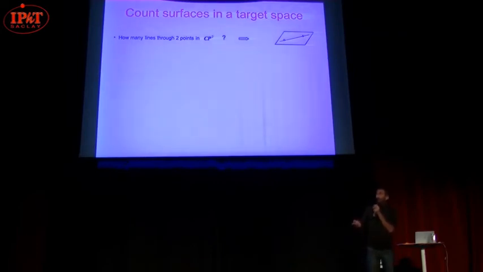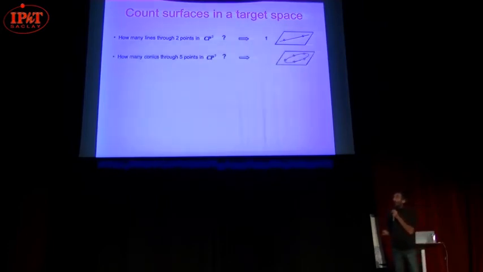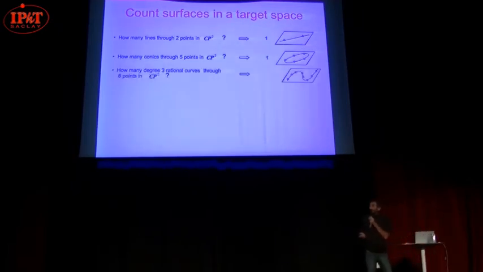So, let's start from this counting problem. In the plane, how many lines go through 2 points? Well, you all know the answer. There is one line through 2 points. How many conics, so degree 2 curves, go through 5 points? Well, maybe you know the answer. Again, there is a unique conic through 5 points. Now, degree 3 rational curves. How many degree 3 rational curves go through 8 points? Well, the answer is 12. This is not so obvious.